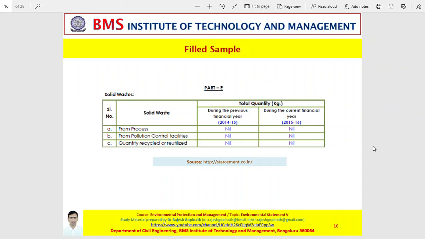Part E of slide 16 shows the data with respect to solid waste. In this slide, it shows nil across all entries. That is because this industry doesn't produce any amount of solid waste, but this need not be the case across all industries. Slide 17.